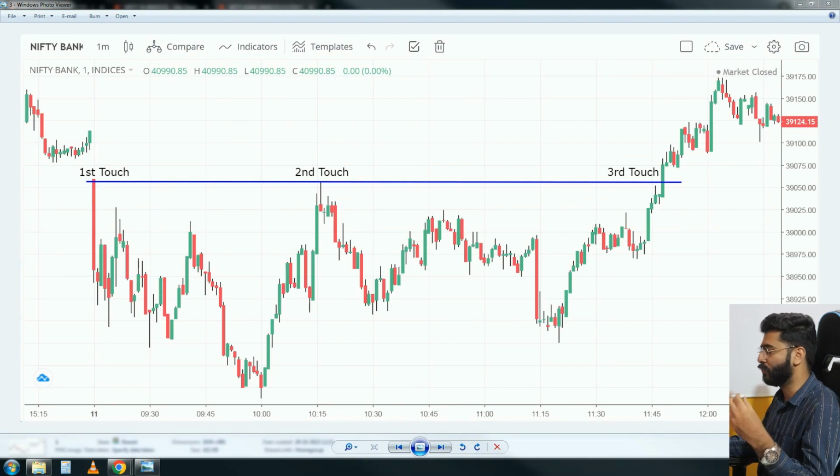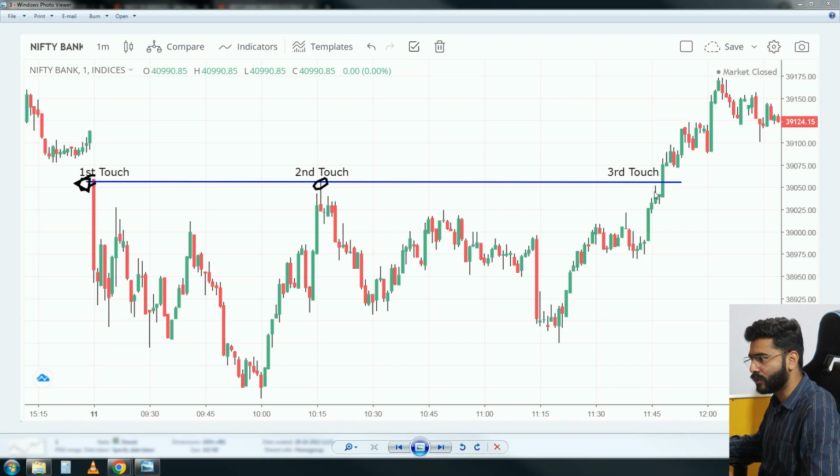See, as I told you, first we will be checking all the resistance and then we'll be taking all examples of the support. So the first touch, sorry, the second touch, this is the third touch, right? So market came for the third touch. This is the halt candle, a small green candle. And then what happens? As soon as this high is breaking, we get the buying opportunity and we see a good move.